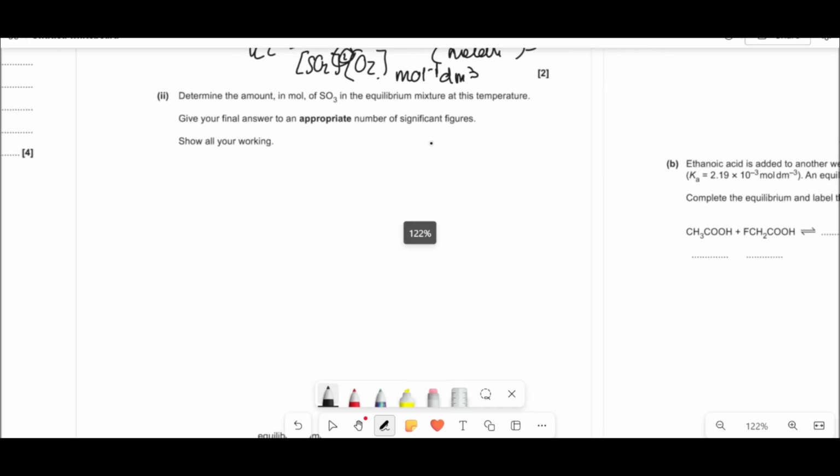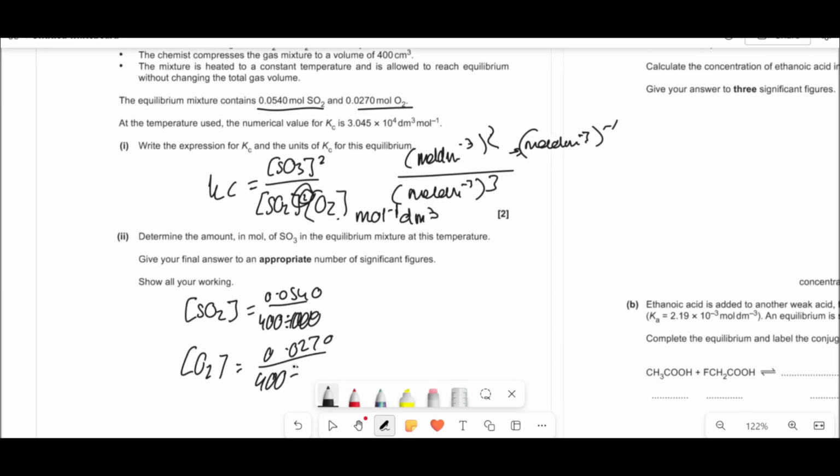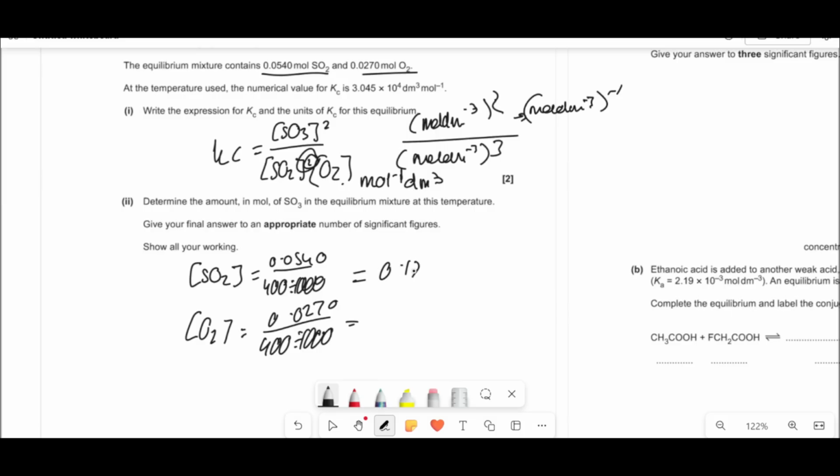Then it says, determine the amount in moles of SO3 in this equilibrium mixture at this temperature, and then give your answer to an appropriate number of significant figures. The question told you that this equilibrium mixture has this many moles of that and this many moles of this. So I can work out the concentration of SO2 by doing its moles over the volume, so 0.0540 over the volume of this container that they're in, which is 400, so 400 divided by 1,000. I could do the same for the O2, so it's going to be 0.0270 divided by 400 divided by 1,000. If I do that for each of these, I get 0.135 mole dm minus 3, and then 0.0675 mole dm minus 3.